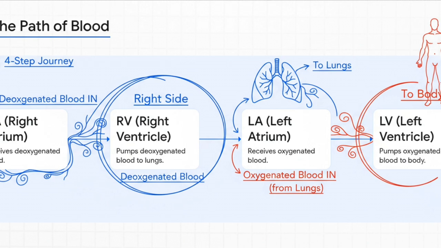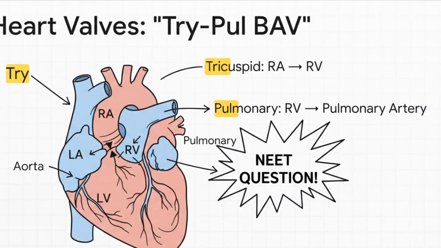to the left ventricle. The absolute key here is knowing that the right side handles deoxygenated blood going to the lungs, and the left side handles the fresh, oxygenated blood coming from the lungs to go out to the rest of the body. So what stops all that blood from flowing backward?